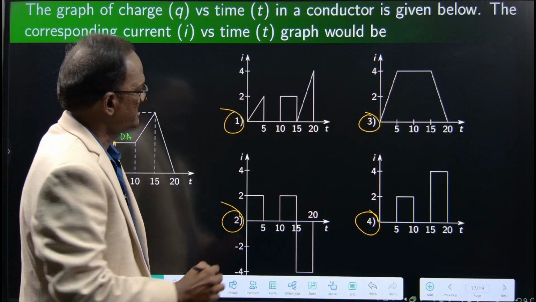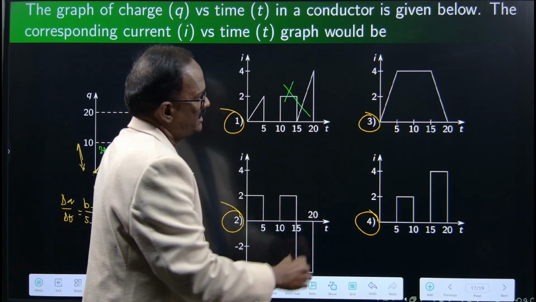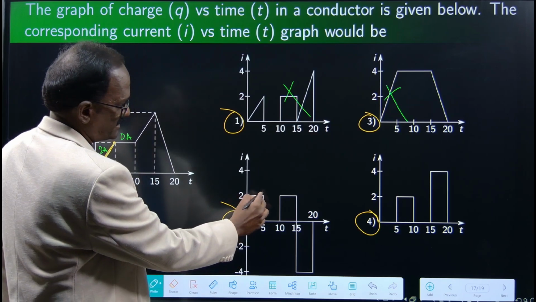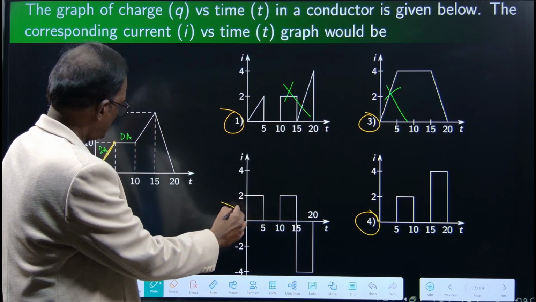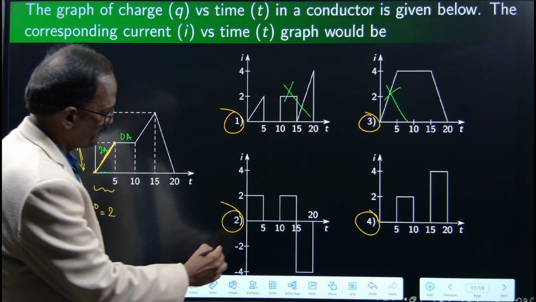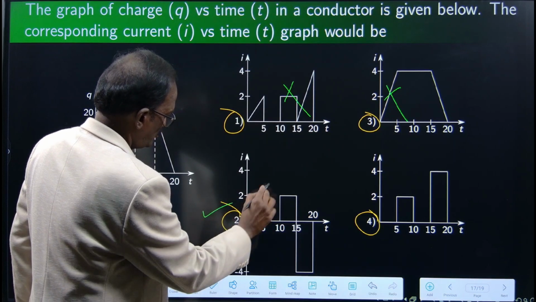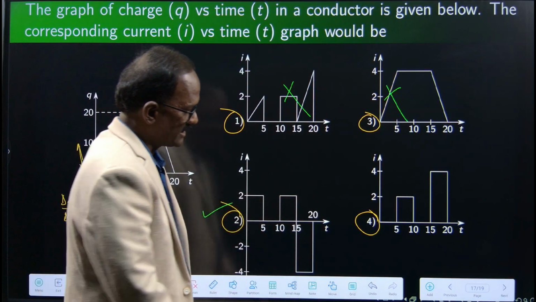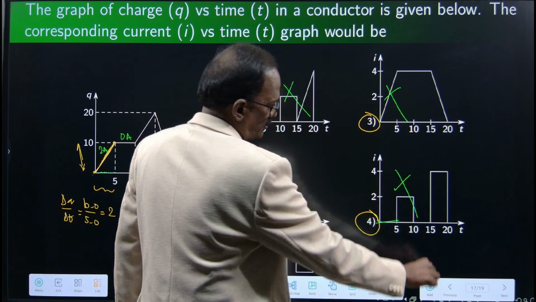This current is increasing. Again the current is increasing. The current is 2 amperes. Yes. Next the current is 0 amperes. Yes. Answer 2. Option 2 is the answer. Here the current is 0. Yes. This is also wrong.